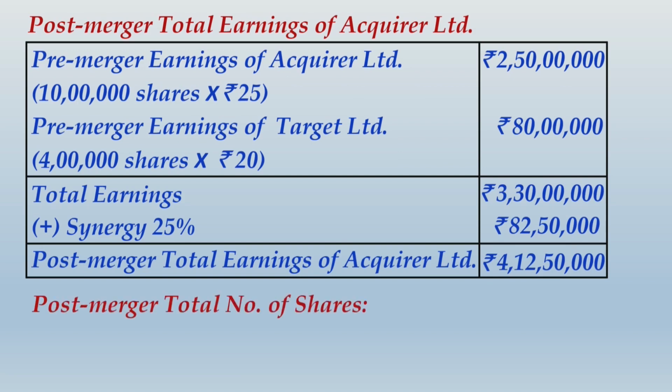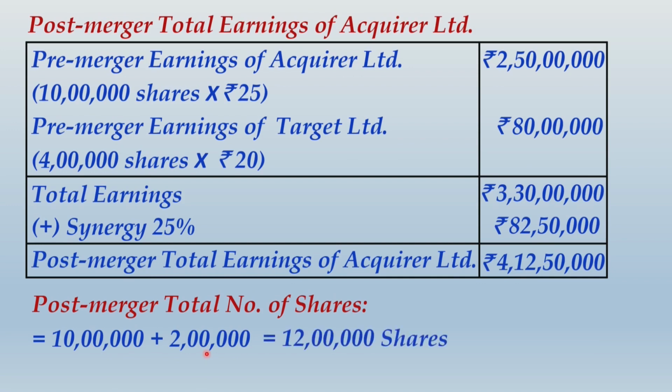And we will also work out the post-merger total number of shares. That will be the original number of shares of Acquirer company plus the number of shares it has issued to acquire the target company. So it is 10 lakh initial number of shares plus 2 lakh, that will be the additional shares issued as consideration. So post-merger number of shares will be 12 lakh shares. So friends, before we move ahead, write up all these calculations quickly.